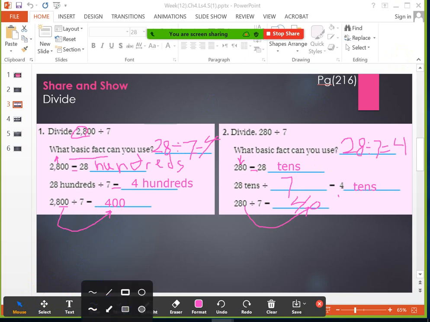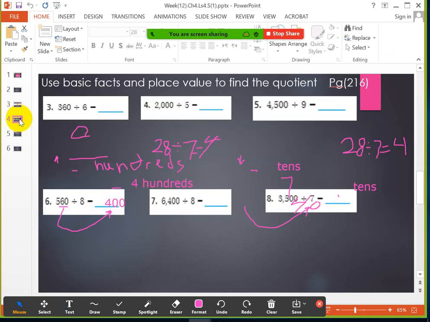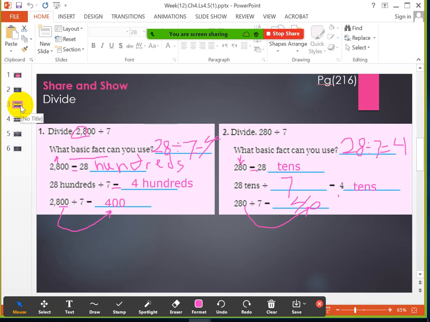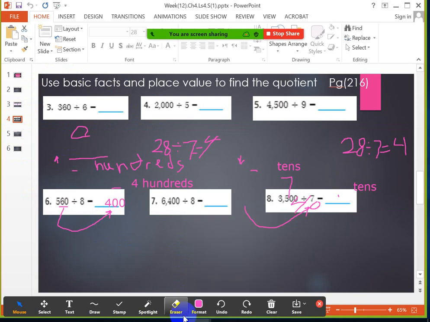Now let's move to exercise number 3. Who didn't finish? Okay, I will erase only this side, girls, and I will leave this one, okay? So now let's start with number 3.